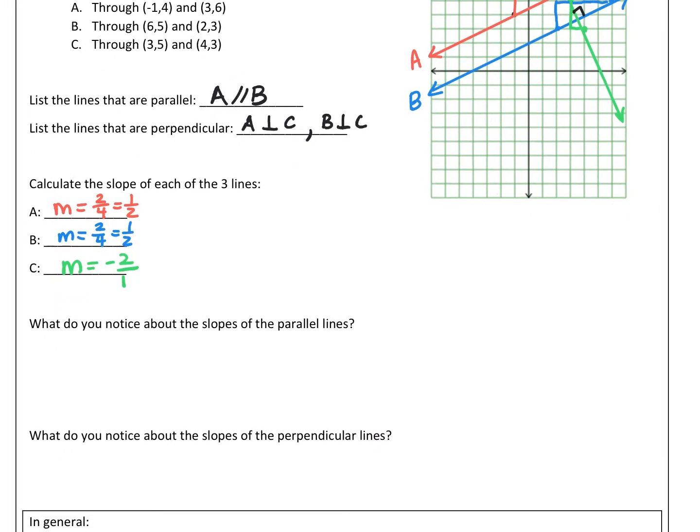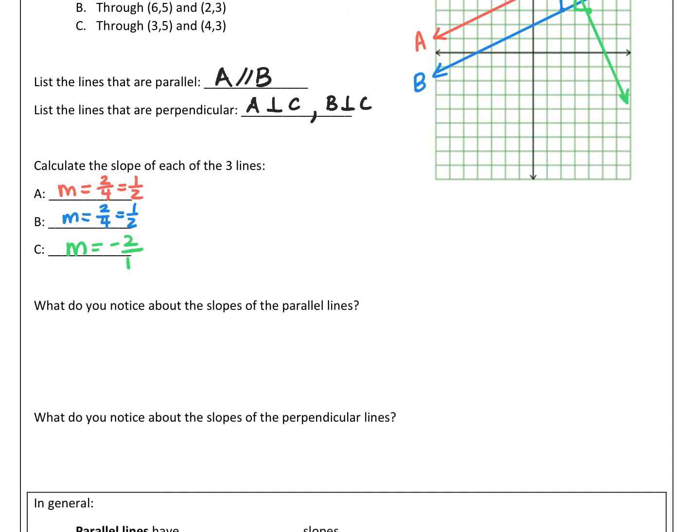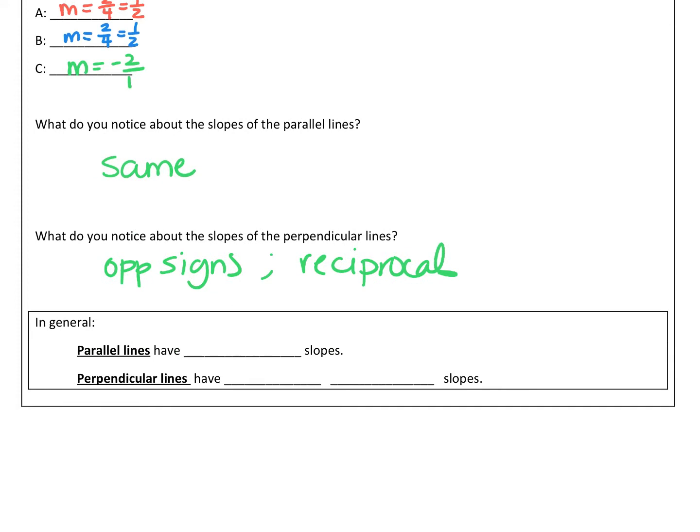So my question is, what do we notice about the slopes of the parallel lines? Well, they're both 1/2, so they are the same, right? What about the perpendicular lines? Well, if you look at them, one of them is 1/2, one of them is -2 over 1. So they are opposite signs, right? And they are reciprocals. 1/2 and 2 over 1 are reciprocals. So what I know is that in general, parallel lines have equal slopes, and perpendicular lines have what we call negative reciprocal slopes, okay? So they are opposite signs. If one's negative, the other's positive, and they are reciprocal, so 2/3 to 3/2, for example.